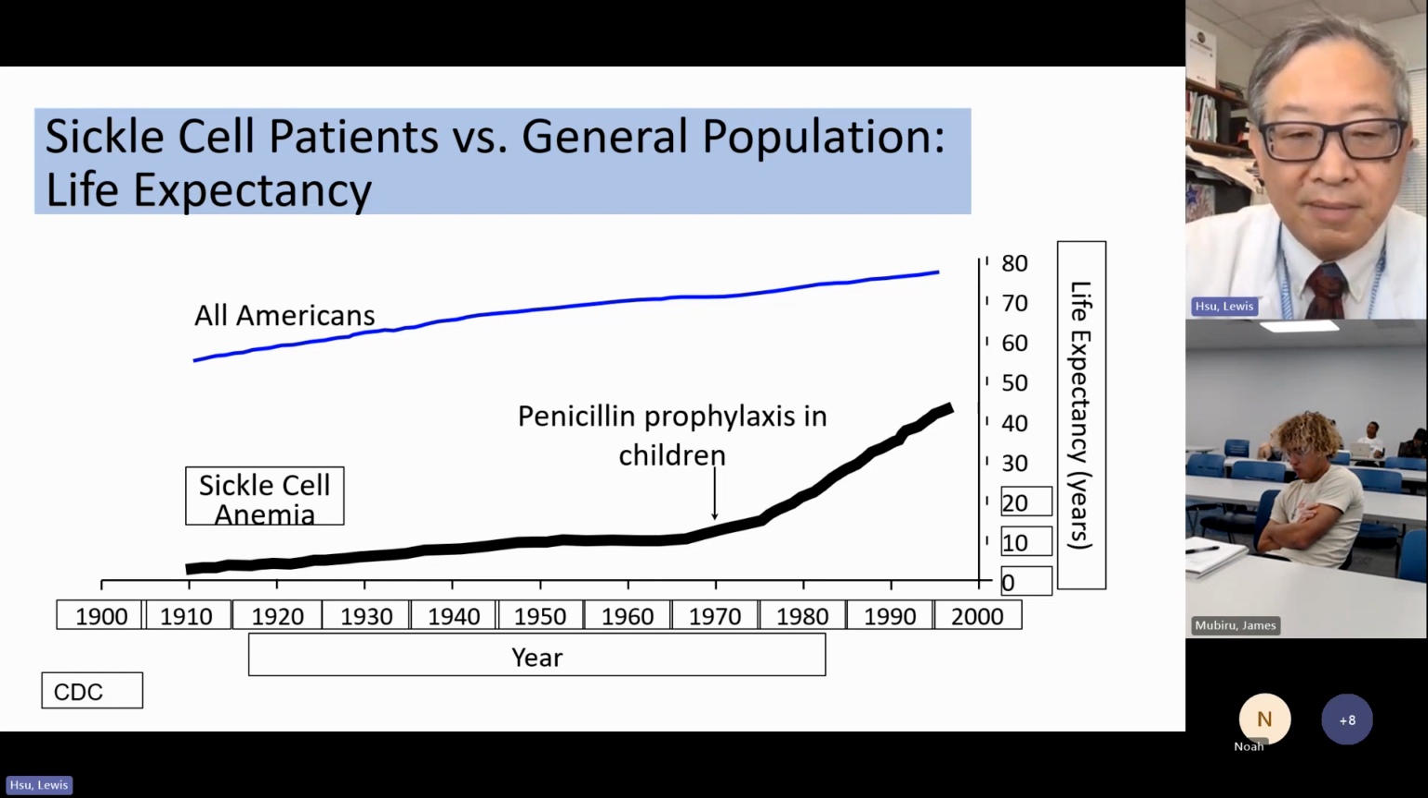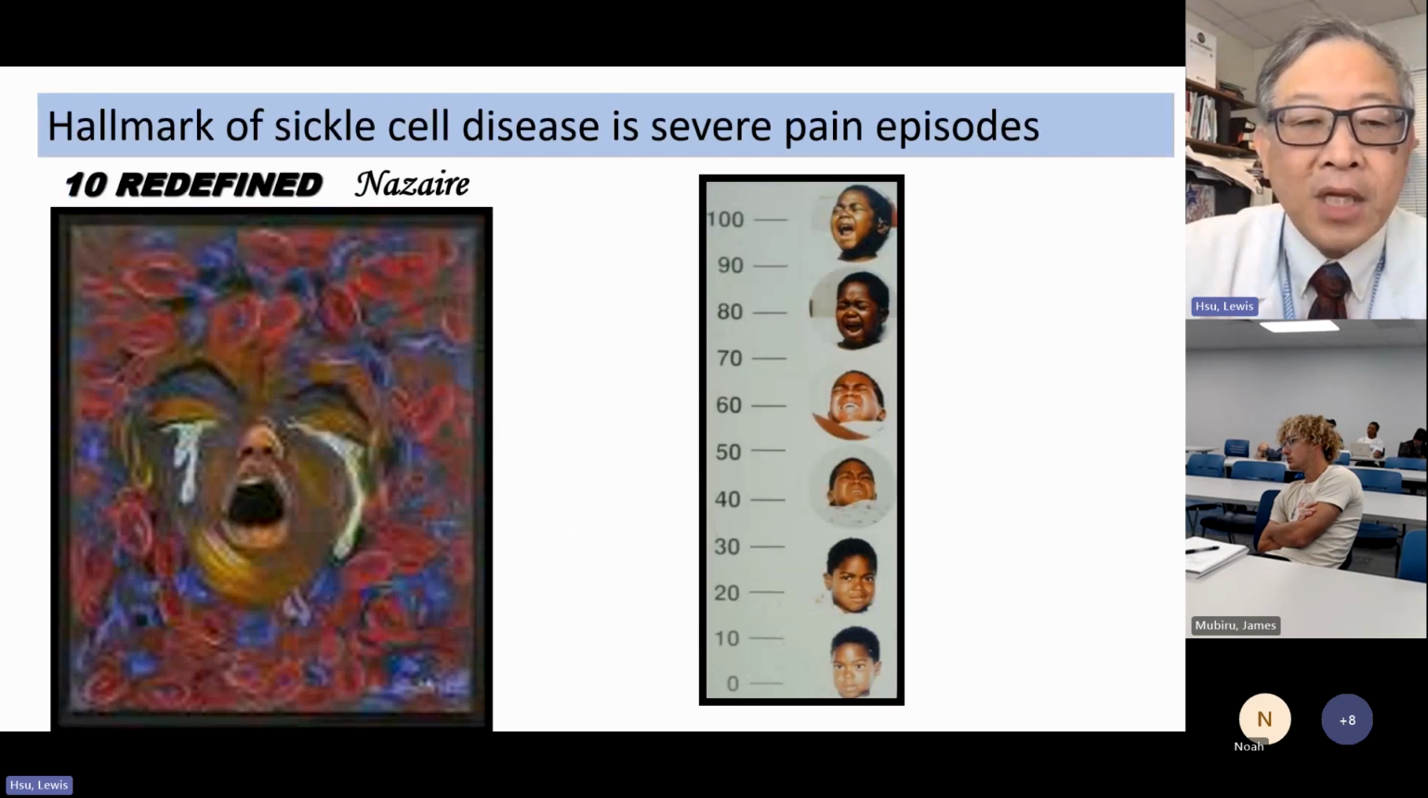This chart ends at the year 2000. Sorry to say, it hasn't gotten hugely better since that time. It's kind of leveled off.